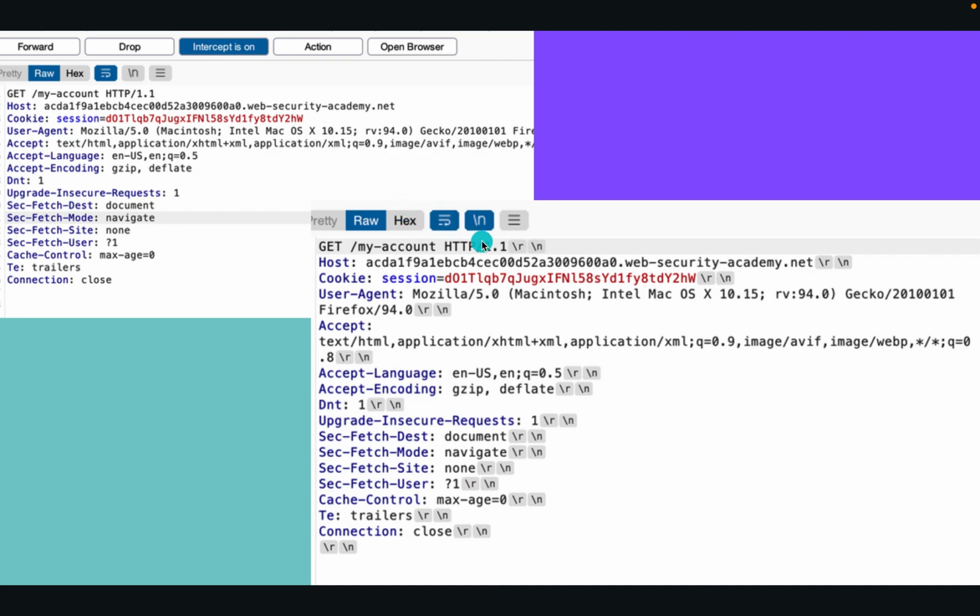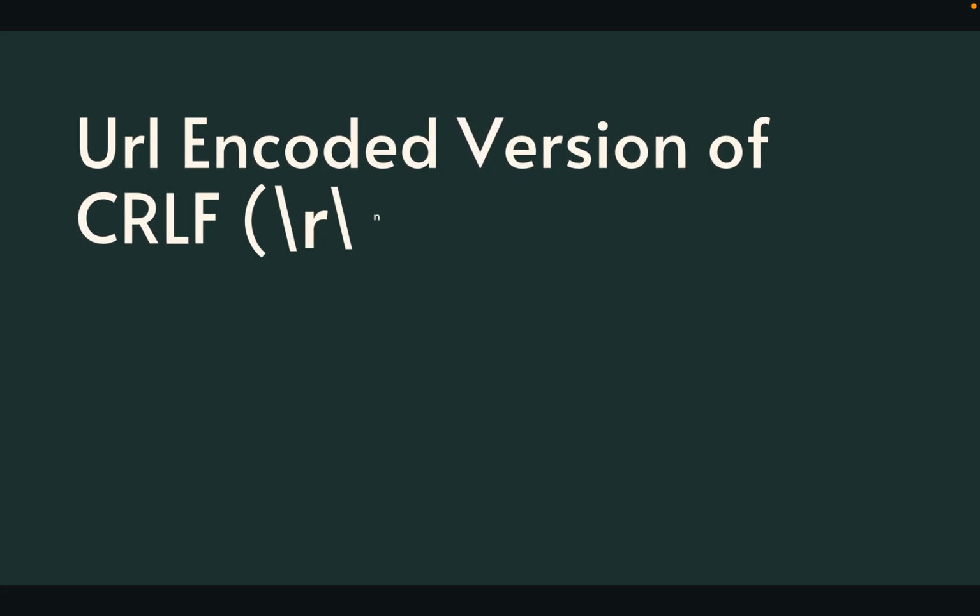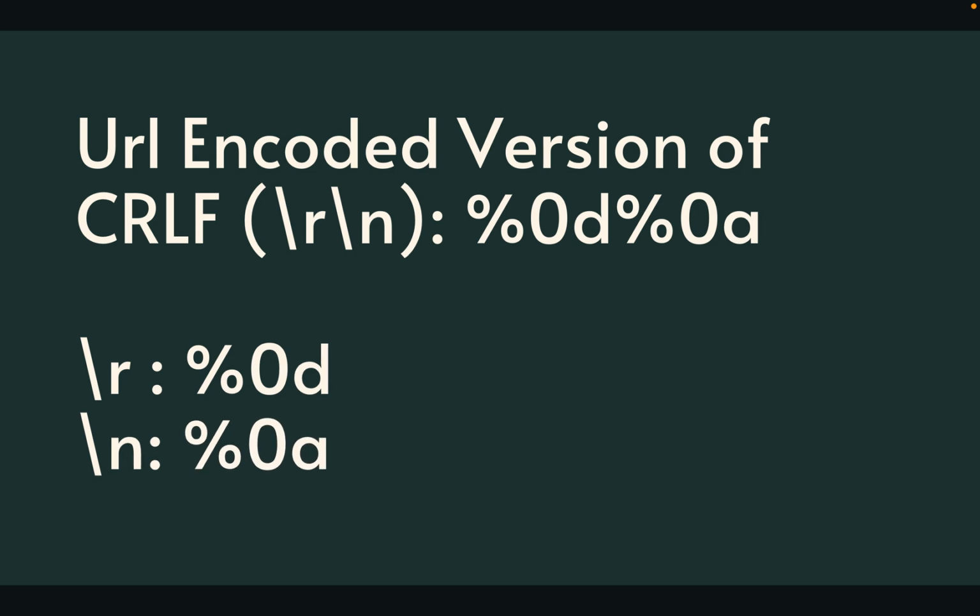This is not shown to you by default on Burp Suite, but you can click on \n and it will show to you, but this always goes. Now, before we perform the attack, you need to know that if you want to write \r, you'll have to type in %0d, and if you want to type in \n, you'll have to type in %0a. And if you want to perform a CRLF injection, you'll have to type in %0d and %0a. This is the URL encoded form, guys.